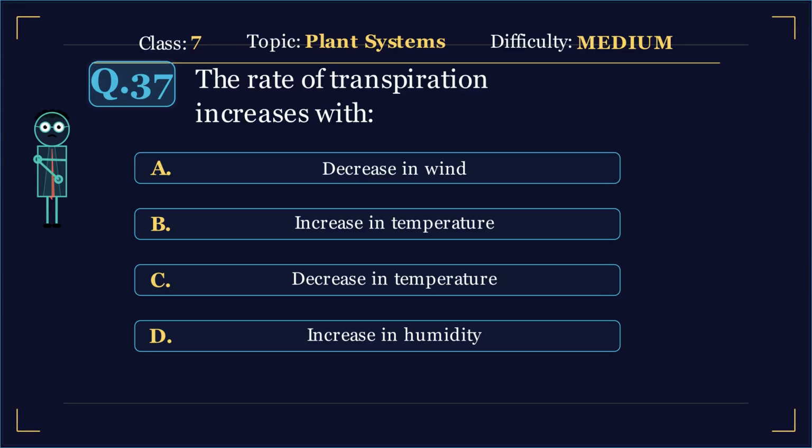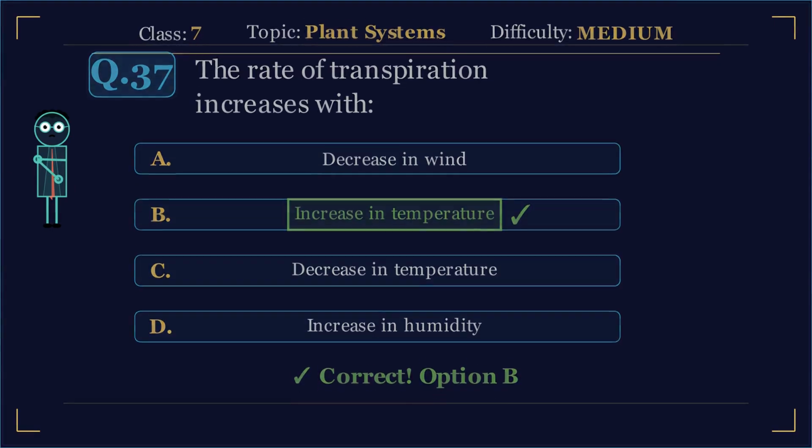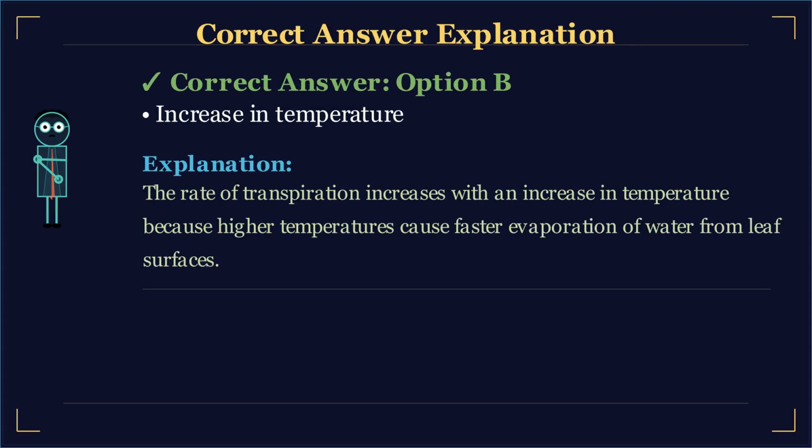The correct answer is option B. Here's the explanation for the correct answer. The rate of transpiration increases with an increase in temperature because higher temperatures cause faster evaporation of water from leaf surfaces.